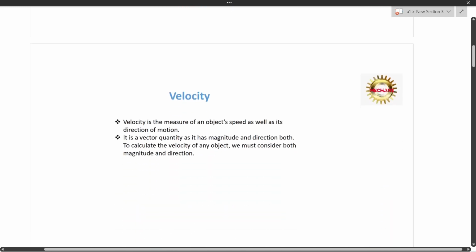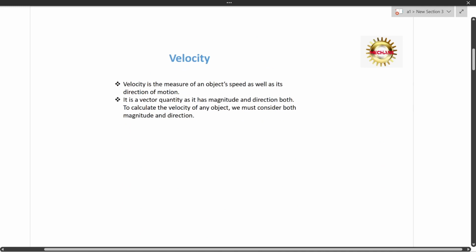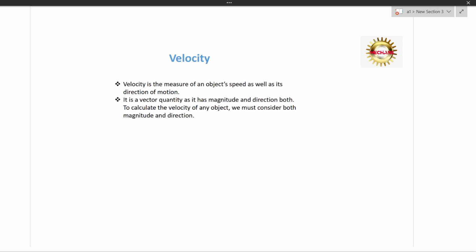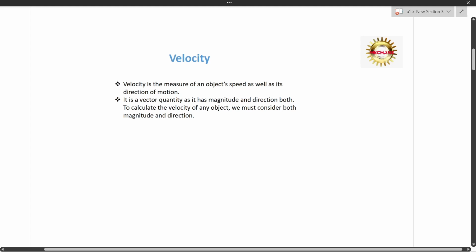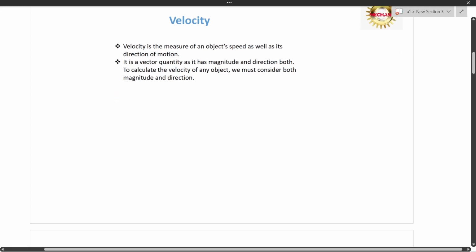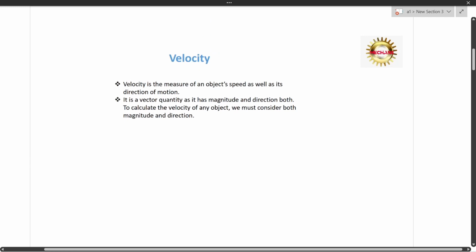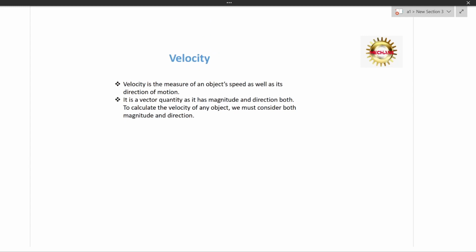So I'm going to start with velocity. Velocity is nothing but a measure of an object's speed as well as its direction of motion. Unlike speed, velocity has both magnitude and direction. So velocity is a vector quantity. I want to explain it with a simple example.